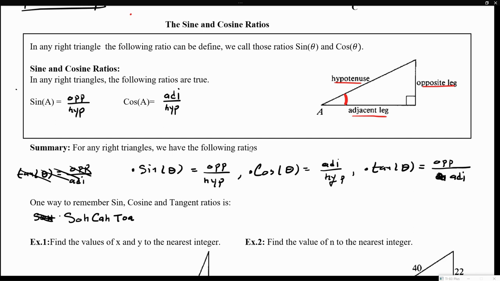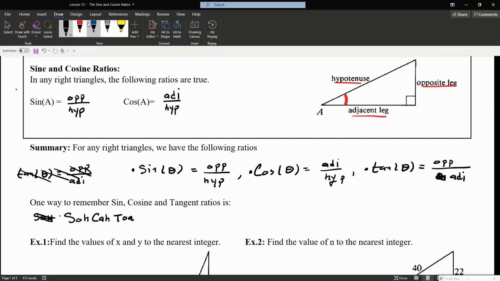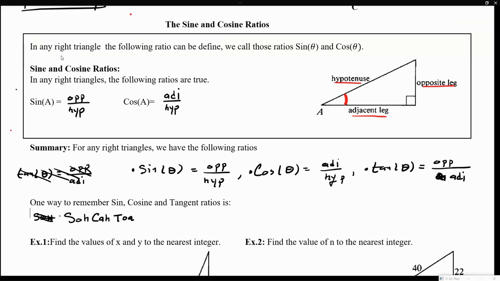SOHCAHTOA. This is just a small phrase that we use that can help us remember the actual ratios for those functions. Notice that the first three letters spell SOH, which is one way of remembering that the sine is equal to the opposite over the hypotenuse, which is how we have defined the sine ratio.